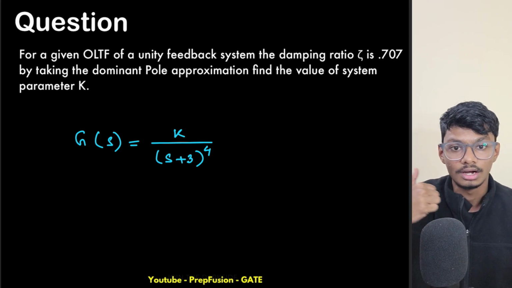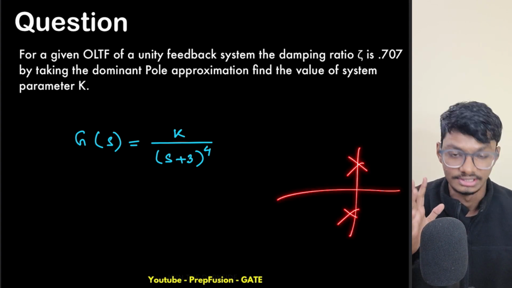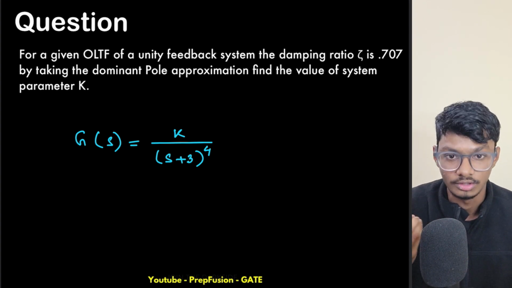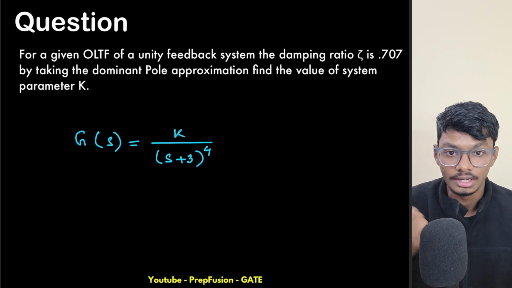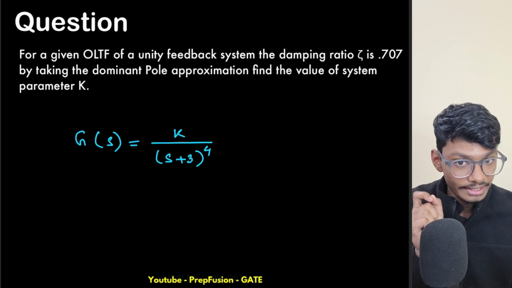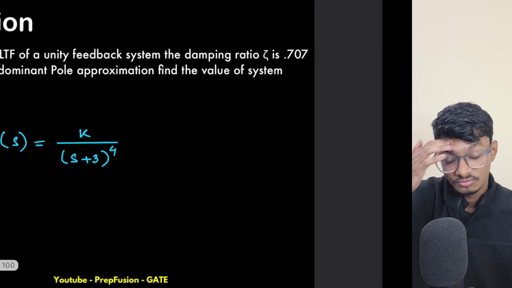And what about undamped? The poles lie on the imaginary axis itself. There is no damping component to it, plus j omega n and minus j omega n. And what about critically damped? The poles are negative and equal. And what is the time response? All those things I have explained in one of the previous videos.